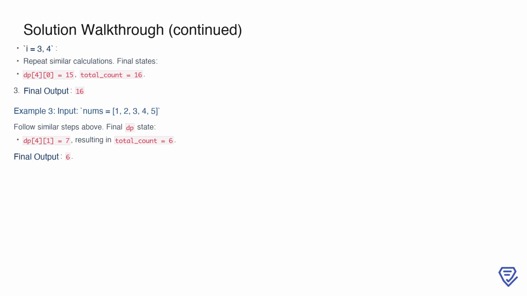Finally, in the third example with input nums equals [1, 2, 3, 4, 5], following the same steps, the algorithm builds subsequences with difference 1. At index 4, the dp state shows dp[4][1] equals 7, and total_count calculates to 6. This value represents the total number of valid arithmetic subsequences of length 3 or more, and thus the output is 6. Each example demonstrates how the dp approach efficiently tracks and counts subsequences.